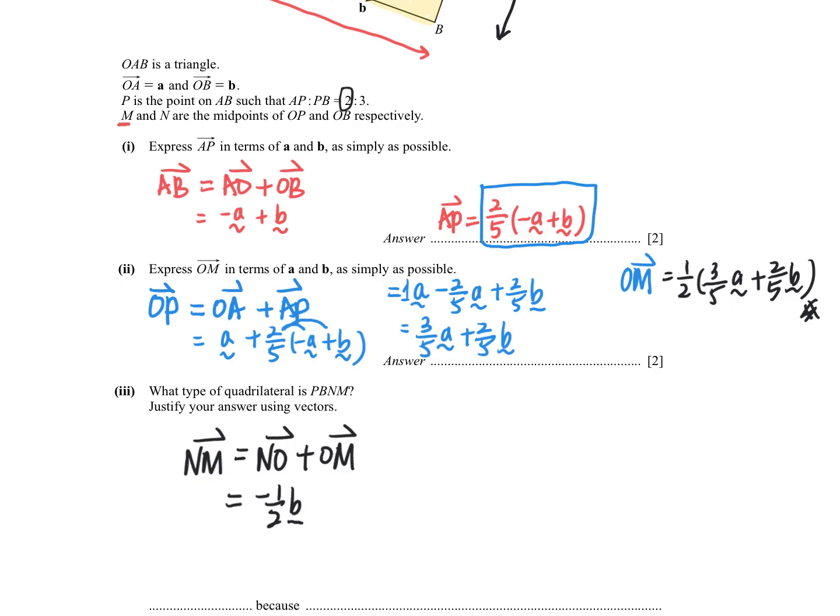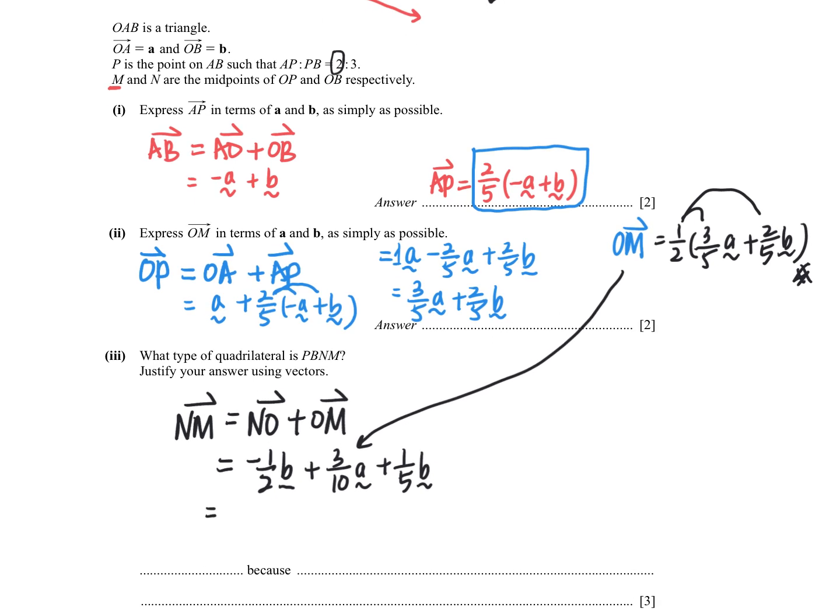Okay, so once you know NO, the next one is OM. OM you already found from here, so just put this value here. If I expand, I get 3/10 A and then 1/5 B. If I simplify, I get 3/10 A and then what is 1/5 minus half, minus 3/10 B. So this is my NM.